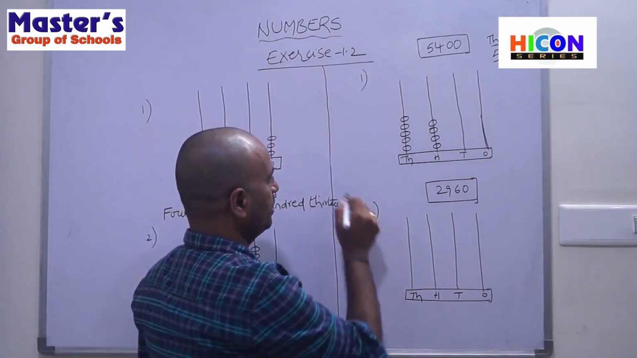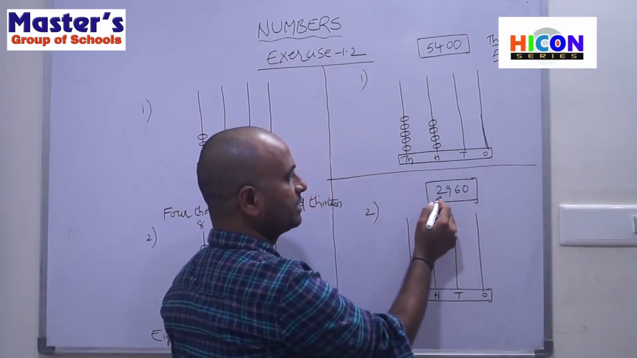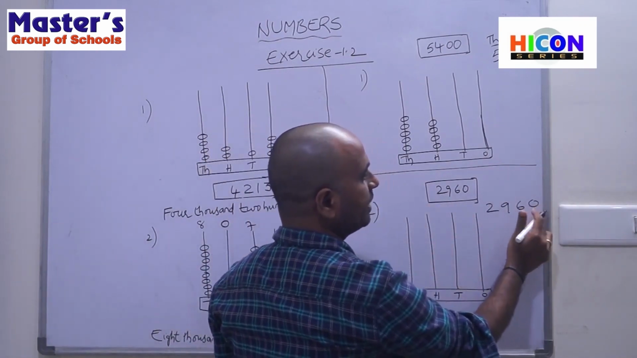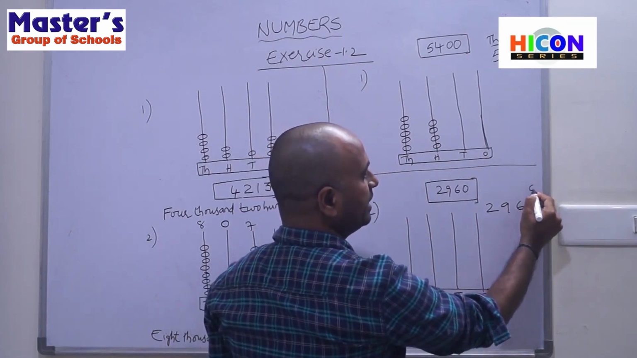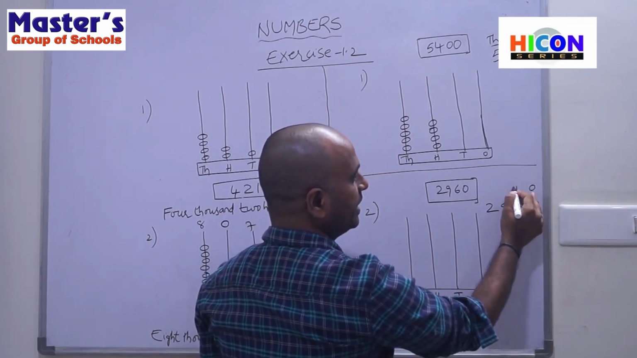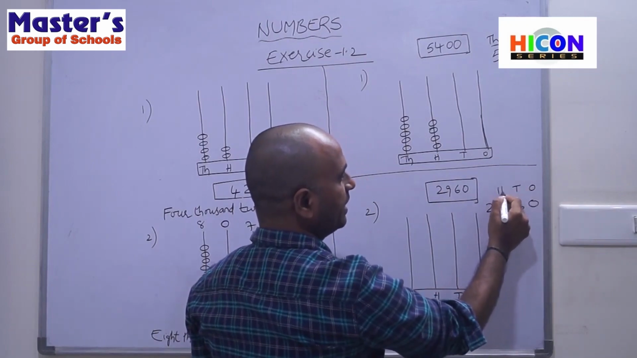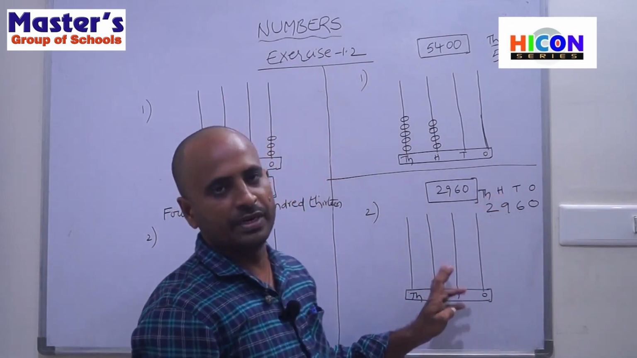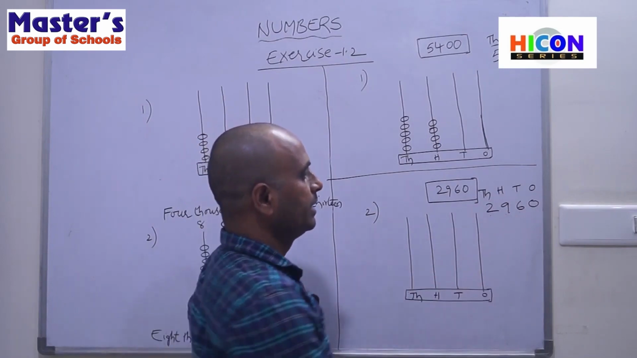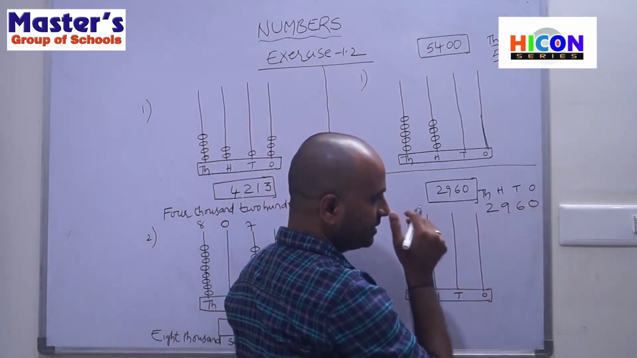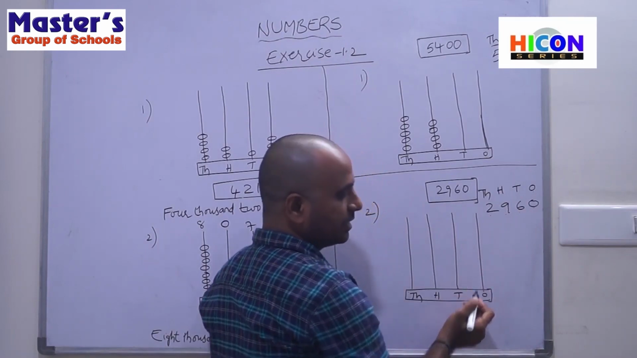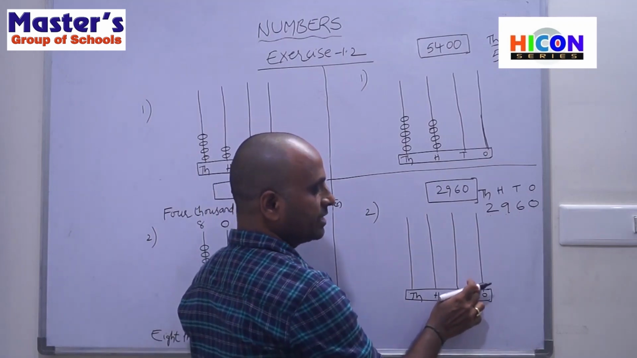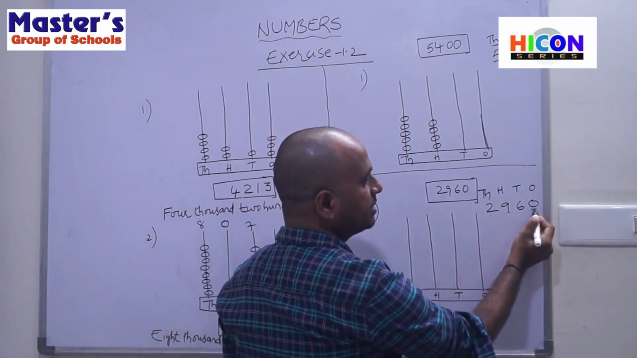Now let us see another problem. Here the given number is 2960. Write the places for each digit. Here 0 is present in ones place, 6 is present in tens place, 9 is present in hundreds place, 2 is present in thousands place. Now draw the beads according to the given number. Here 0 is present in ones place. That means the ones place stick does not contain any beads. So we should not draw any beads on ones place, because in ones place the digit is 0.